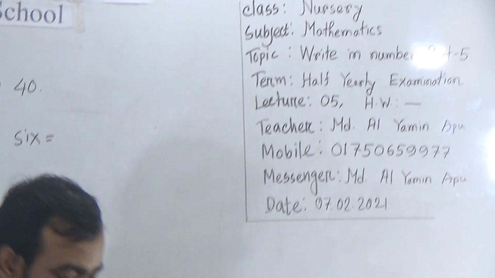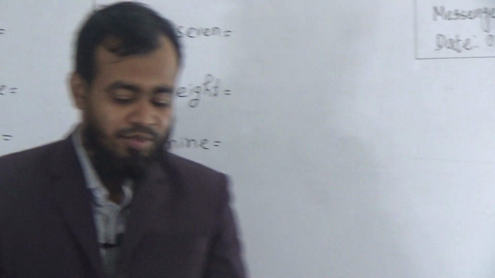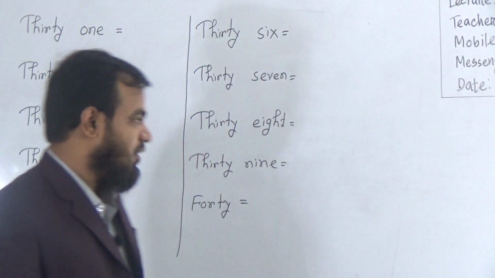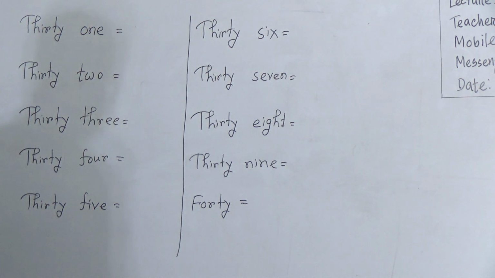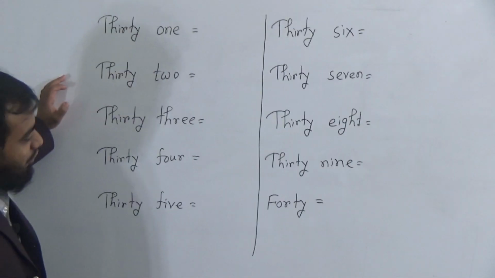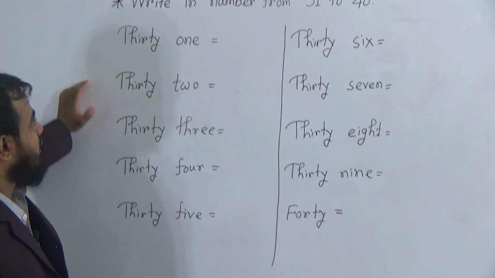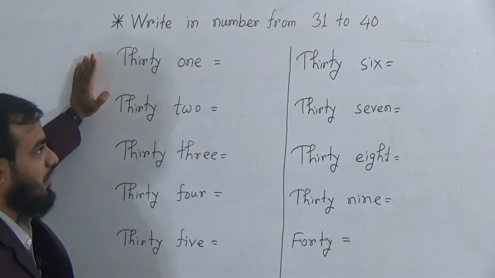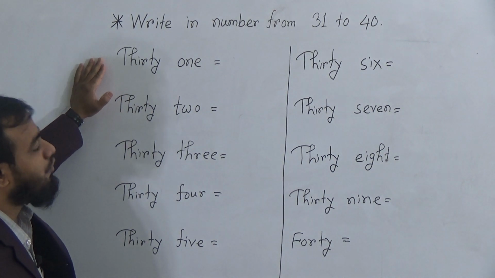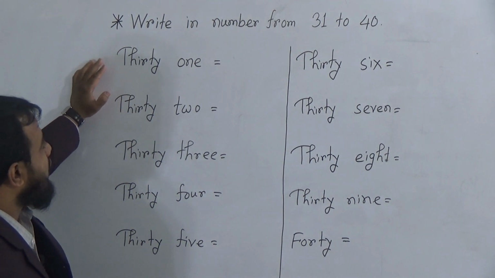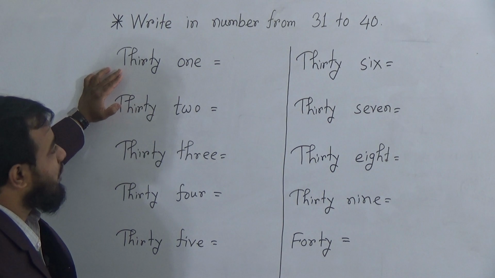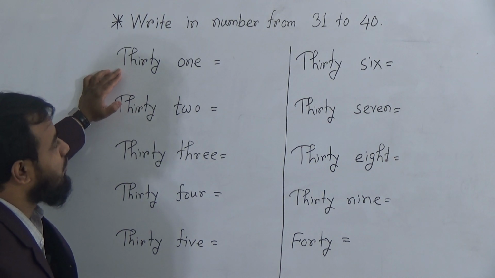My dear students, from part 1 to part 4 we have learned how to write down in number from 1 to 30. Today we will learn how to write down in number from 31 to 40. Our first number is 31.